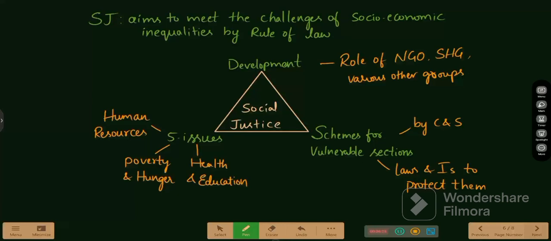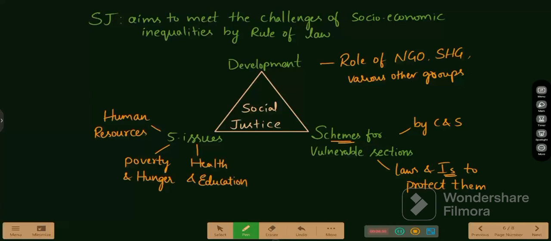The other dimension is welfare schemes, obviously, which are enacted for the vulnerable sections. You need to study the welfare schemes by center and state, and what are the laws and institutions enacted to protect the vulnerable sections of society. Now, the third and last dimension is 5 issues you need to remember. Poverty and hunger, health and education, human resources. These are the 5 major issues mentioned in your syllabus.